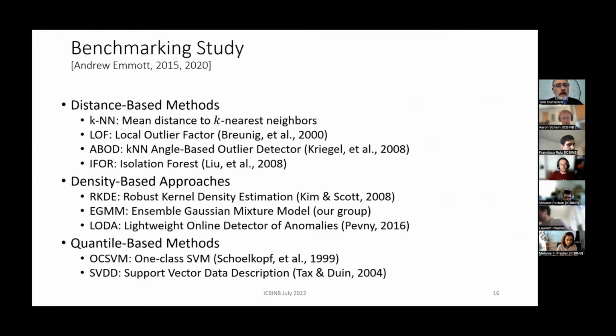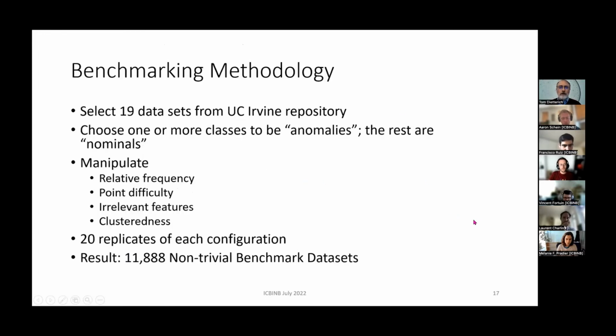Okay, so my student Andrew Emmott did a master's with me, and he did a series of benchmarking studies comparing just the first 3 kinds, the distance-based, density-based, and quantile-based methods, on a large set of benchmark data sets that we constructed by repurposing classification data sets from the UC Irvine repository. So we would choose some set of the classes to be the anomalies and the remaining classes to be the nominals, the known classes. But we threw away the class labels and we just created a data set that had some fraction of anomalies in it.